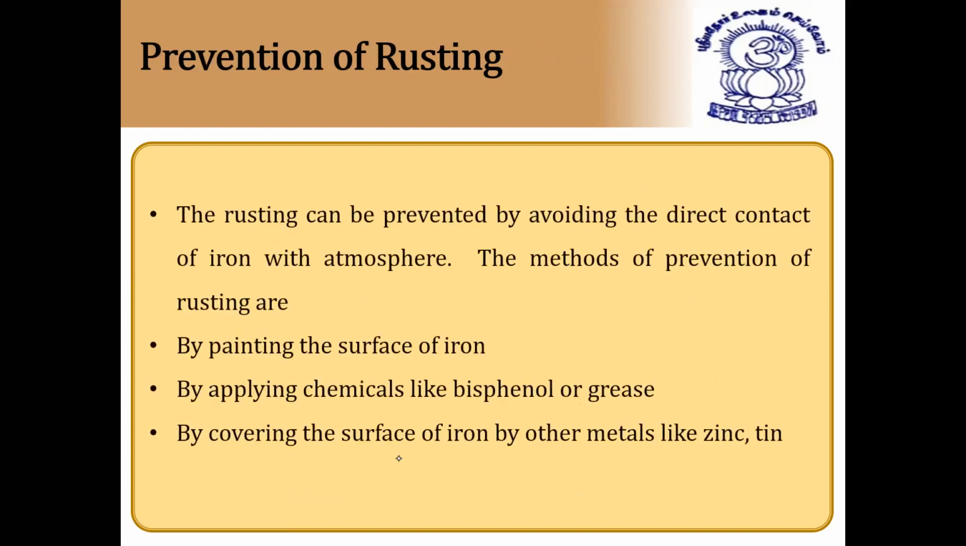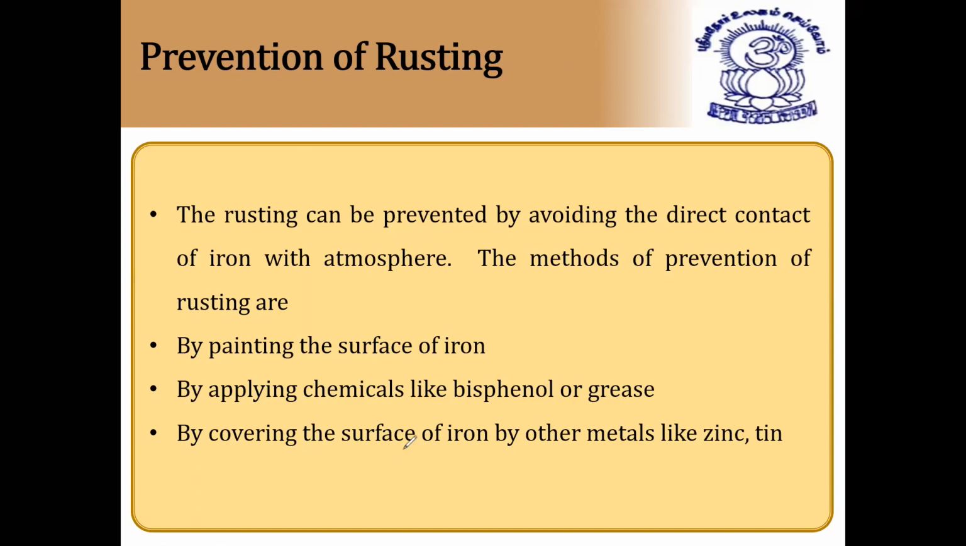Next, how to prevent rusting? Very important. Methods to prevent rusting they will also ask in the exam. Rusting can be prevented by avoiding the direct contact of iron with the atmosphere. One method is covering the surface of iron with other metals like zinc, tin, etc., which is called galvanization. And by applying chemicals like phenol or grease, we can also prevent rusting of iron.